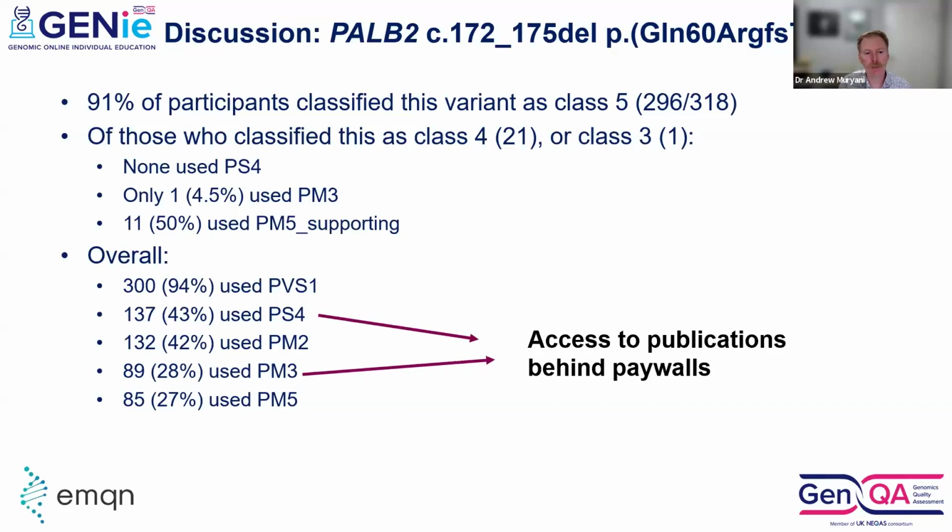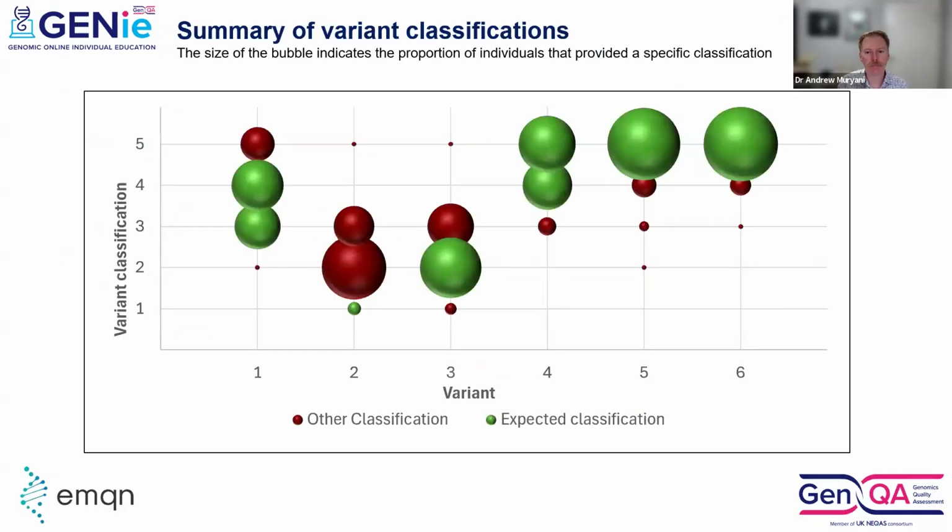Interestingly, 42% of individuals did use PM2, even though it did not qualify for PM2 by either guideline, and 27% used PM5. So there's a large proportion of individuals who missed that PM5 could be used. Next slide, please.